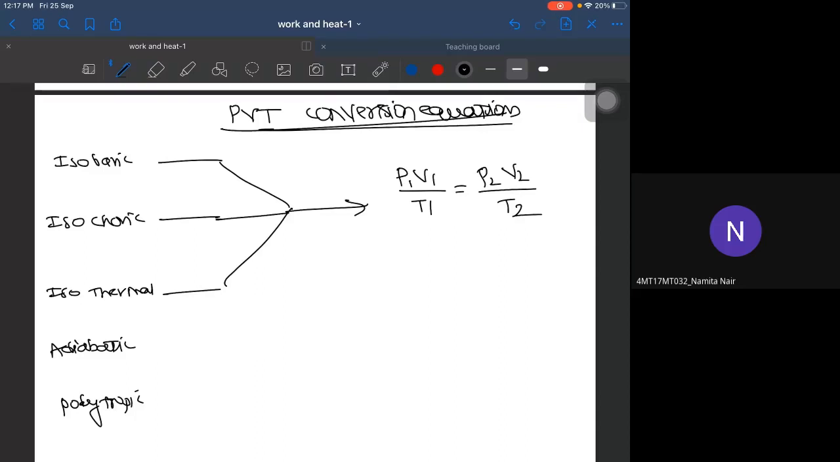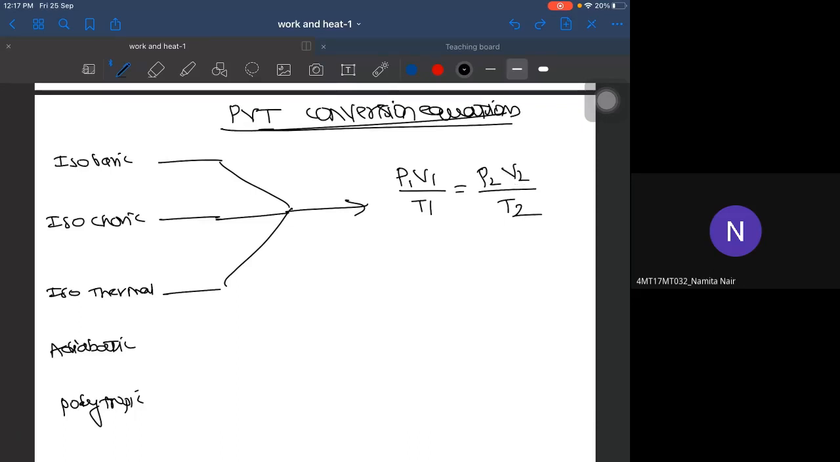The usage of this is, see, some parameters would be known for state 1, some parameters would be known for state 2. In state 2, if volume is missing, you guess. So you can use this expression for all these 3 processes to get the value of V2. That is what I call the PVT conversion equation. Got it? So we shall see the usage of it. Just note down this expression.